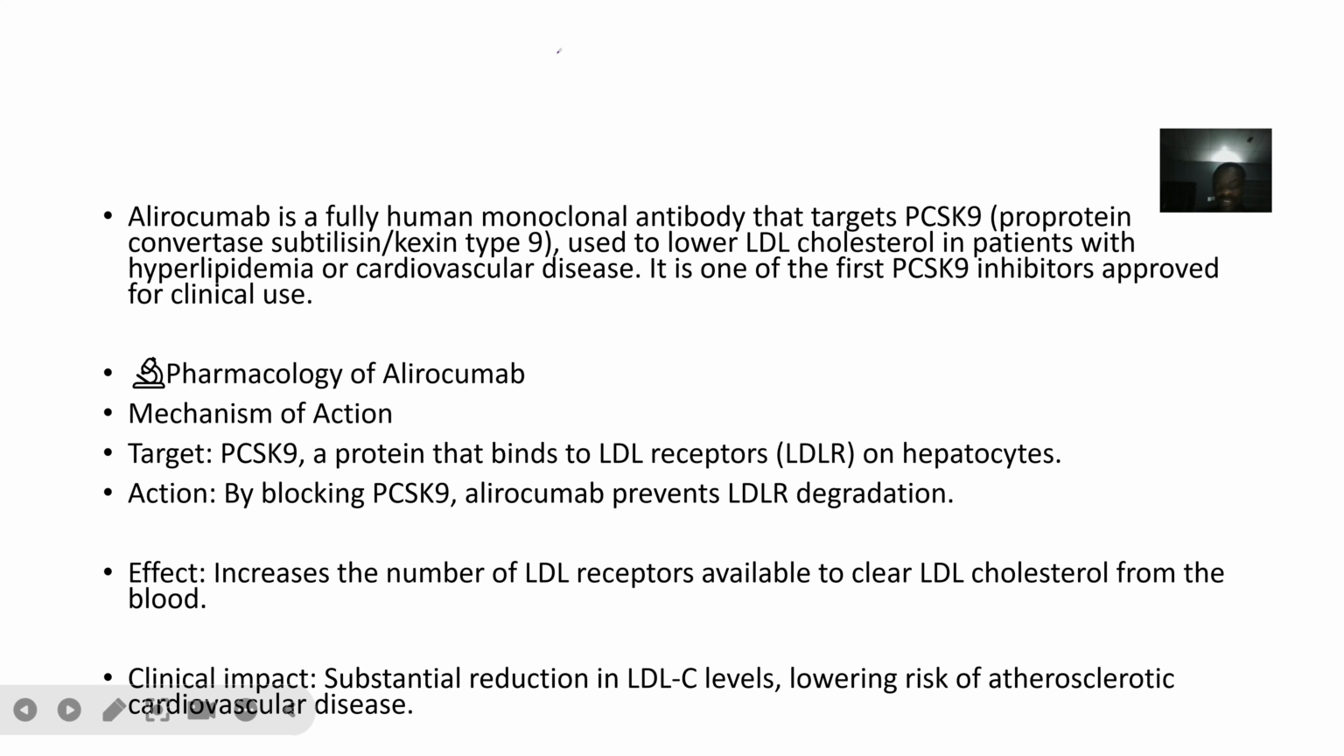Okay. So you should know that it's a fully human monoclonal antibody, and in summary, usually acts on the proprotein convertase subtilisin, or kexin type 9. And the primary aim is to reduce what? The amount of bad cholesterols you have in the body. So the bad cholesterols, we call them the low density lipoproteins. The good cholesterols, we call them the high density lipoproteins.